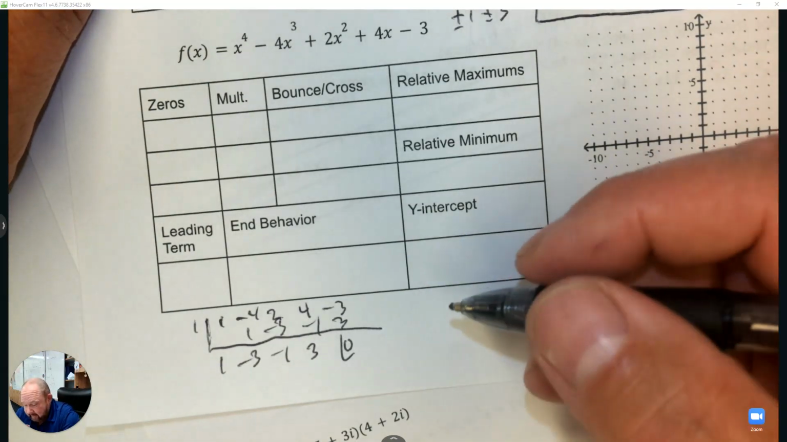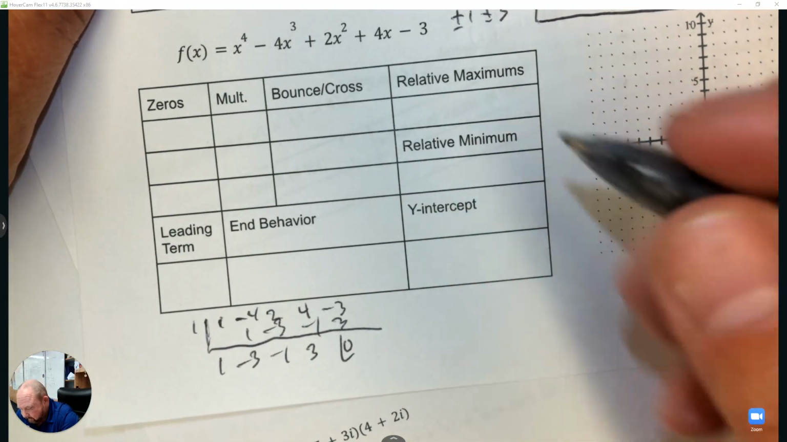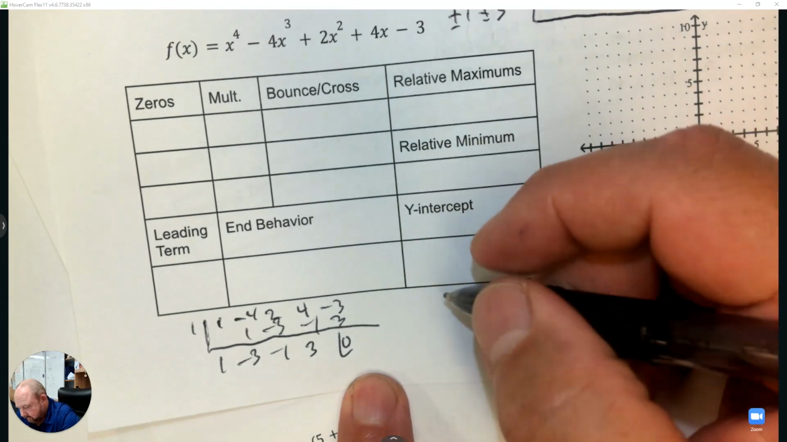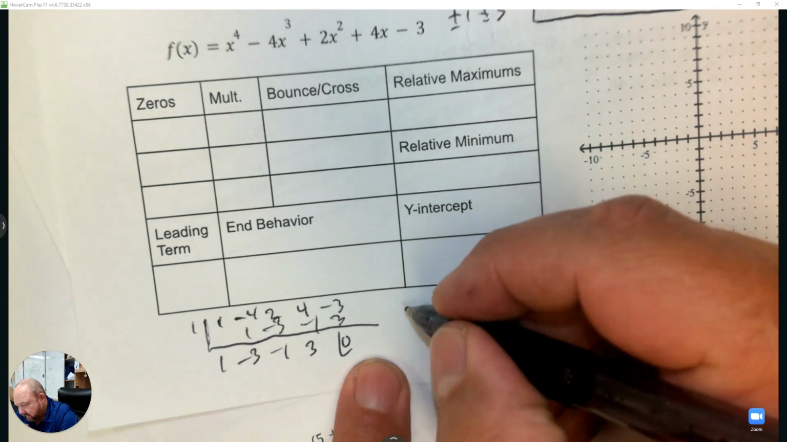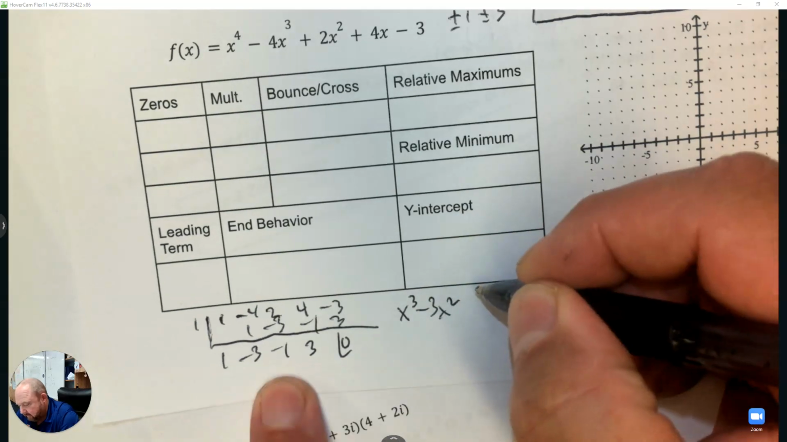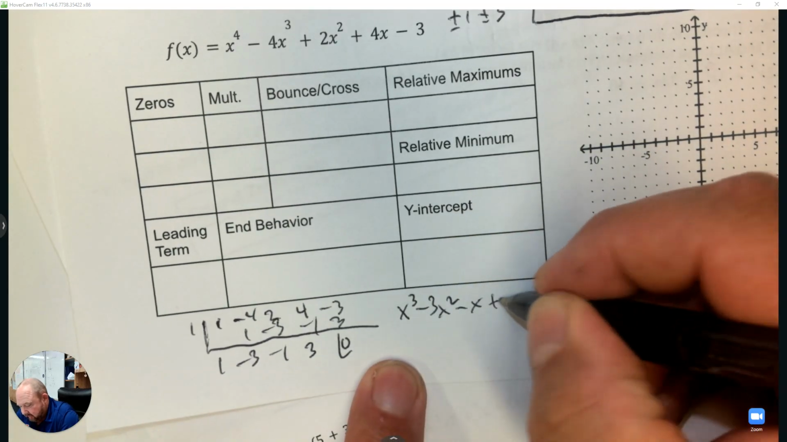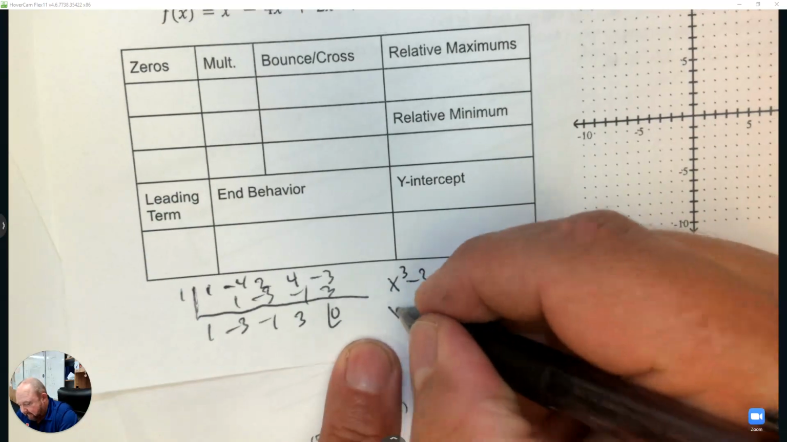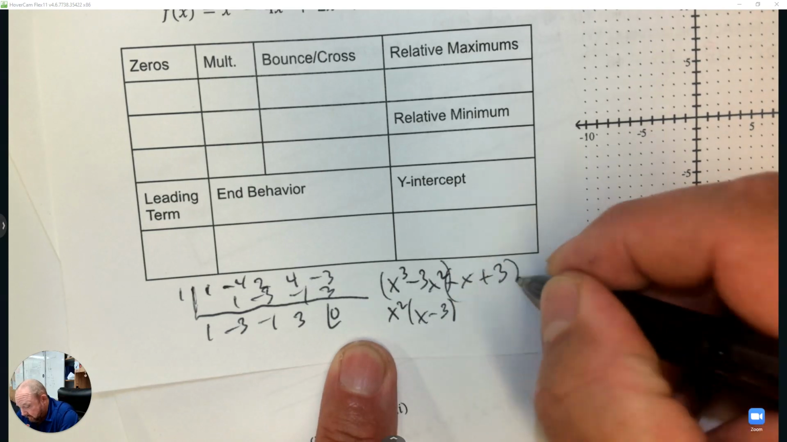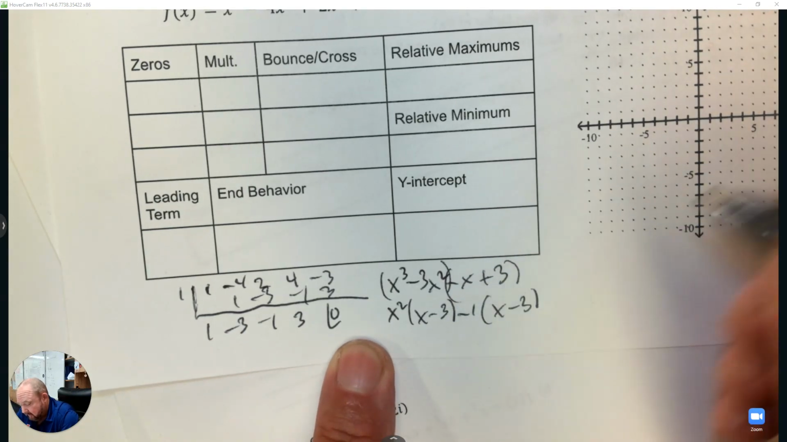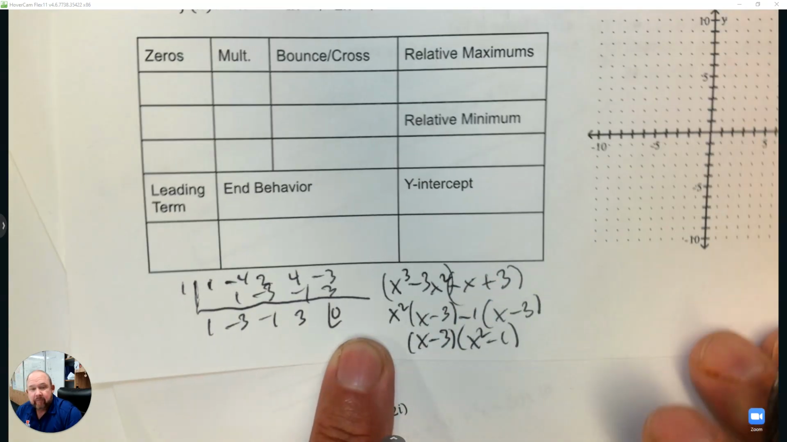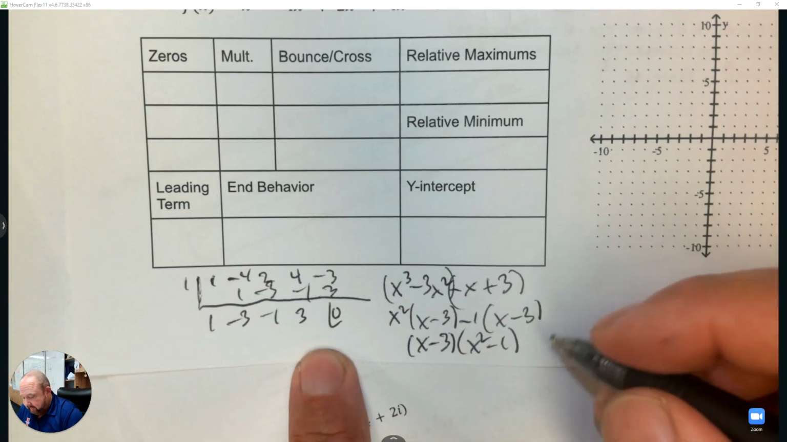We can pick another number too. What's left is actually factorable. So we have x cubed minus 3x squared minus 1x plus 3. We could factor this by looking at the first two terms and factoring out an x squared. Look at the last two terms and factor out a negative 1. And so they share x minus 3.